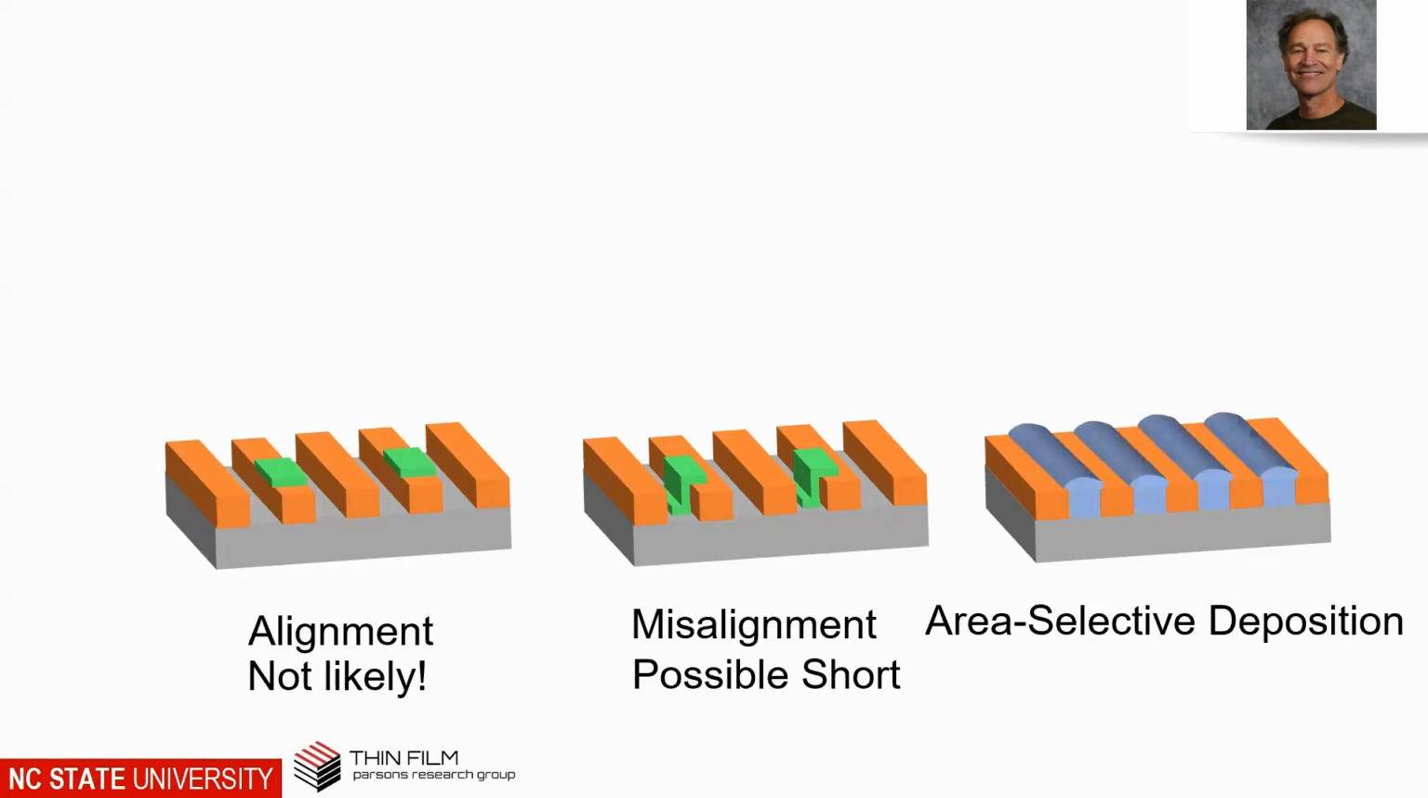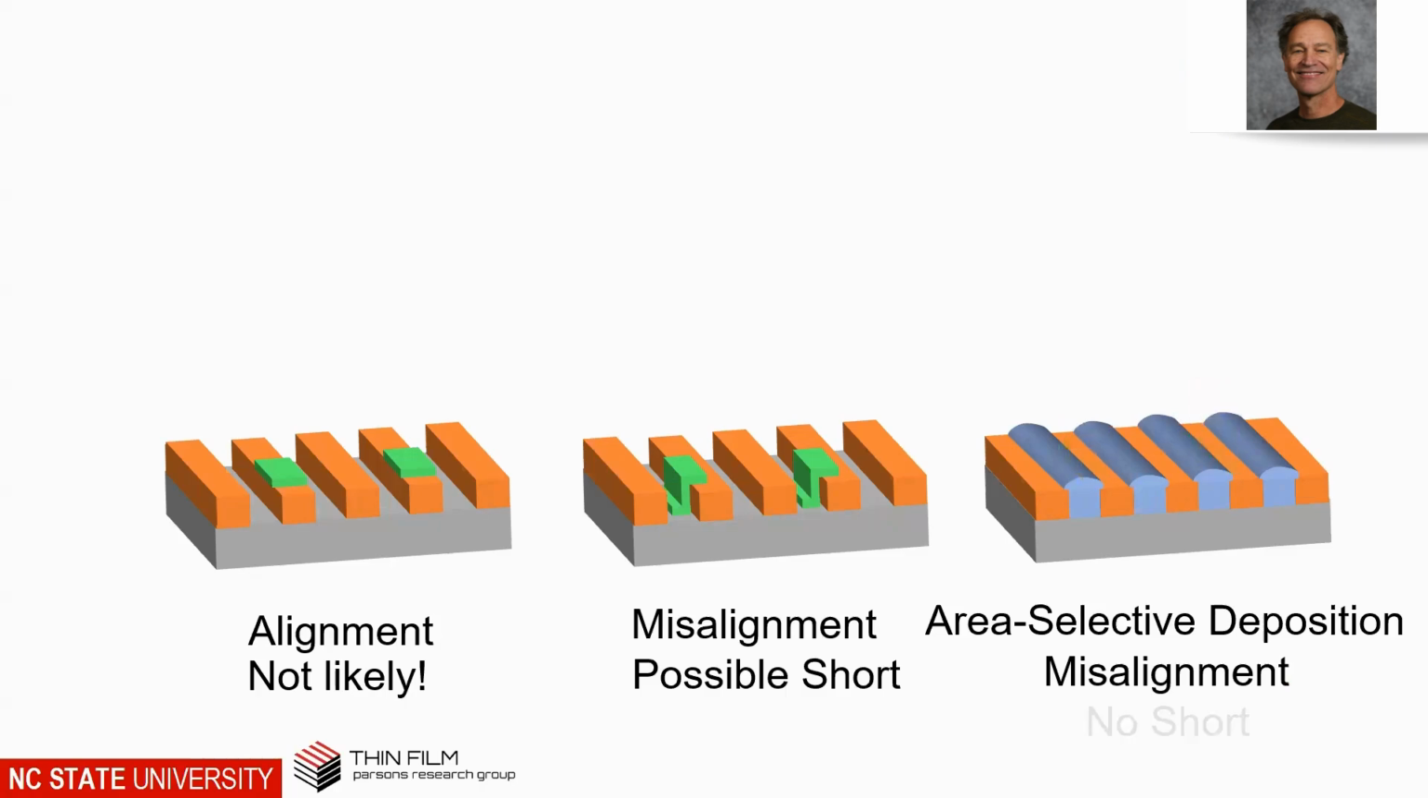One way to do it is you deposit something. I'm going to call it area-selective deposition. I'm going to deposit something on the bottom, and then I'm going to do a misaligned structure. And now it doesn't short because I was able to do this selective deposition. I was able to chemically pattern a film.